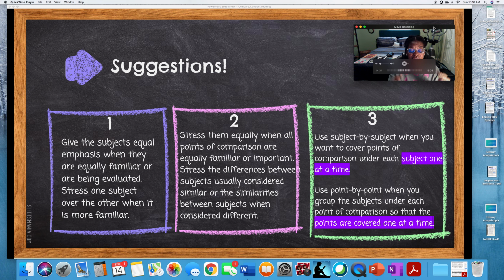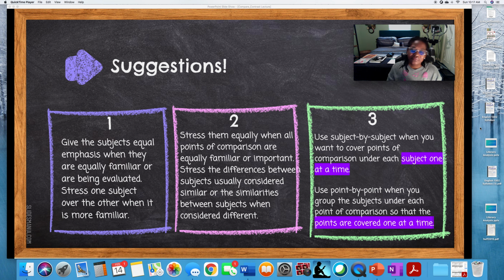So instead of having the first part of my essay focus on American football, I'm going to focus it on the use of strength and stamina. And then I'm going to talk about both subjects at the same time. And then I'll move to the next point of comparison, the health benefits, and I'll focus on both subjects at the same time. Okay? I would say generally the point by point analysis seems to be more sophisticated.